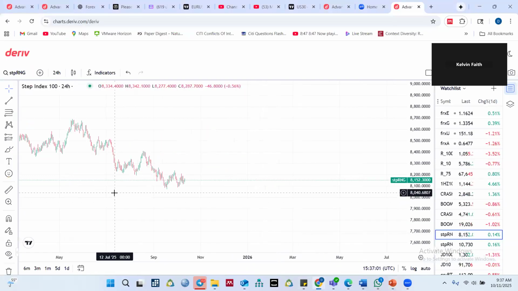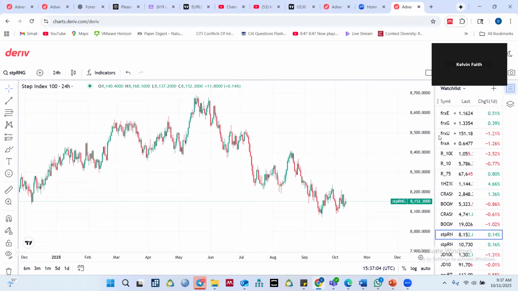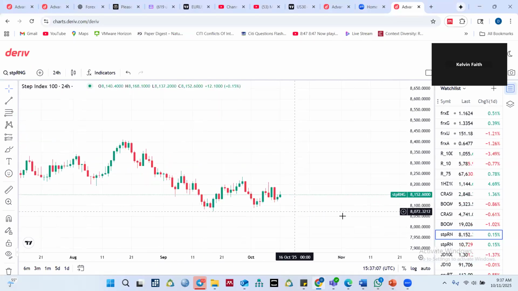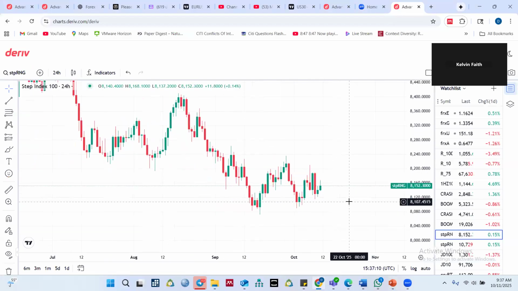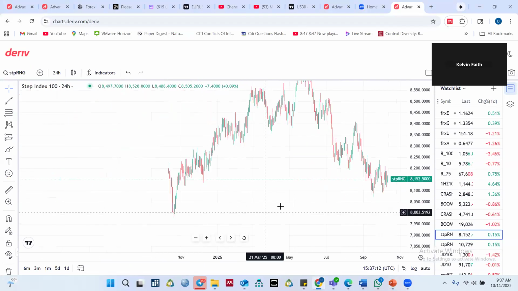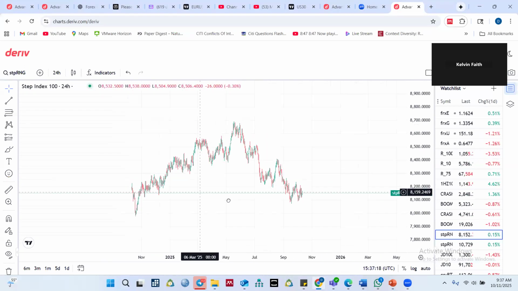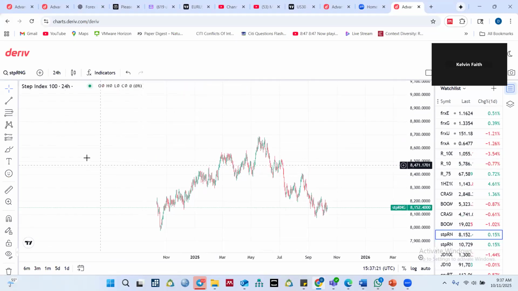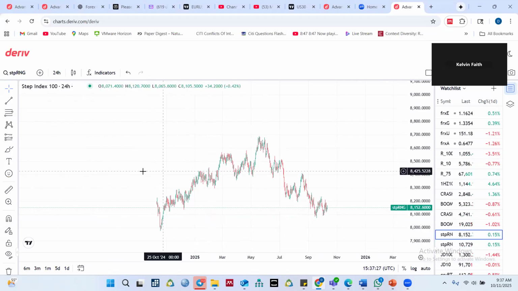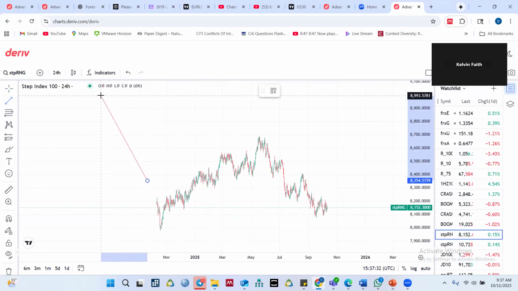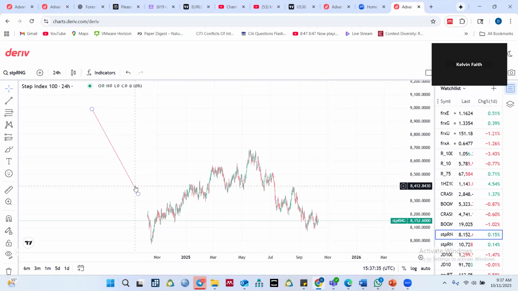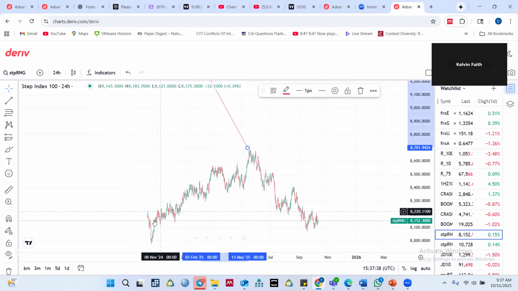I want to use Step 100 to discuss this setup. So this is Step 100 from 24 hours. As we can see, Step 100 itself, because the reef does not give the full data on the derivative chart, if you look at MT5, you will see that price is in a very large downtrend. So this high was price pushing up to retest this area.